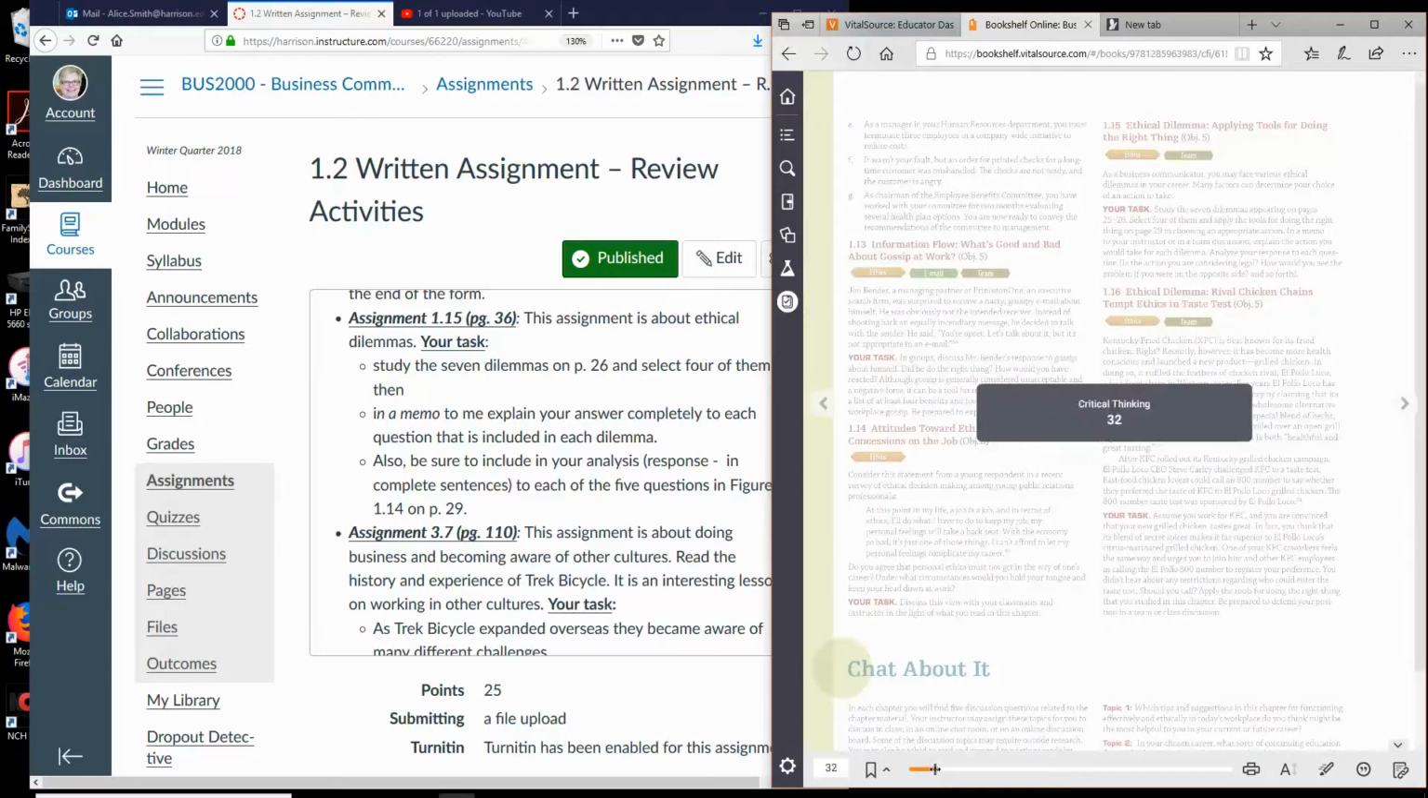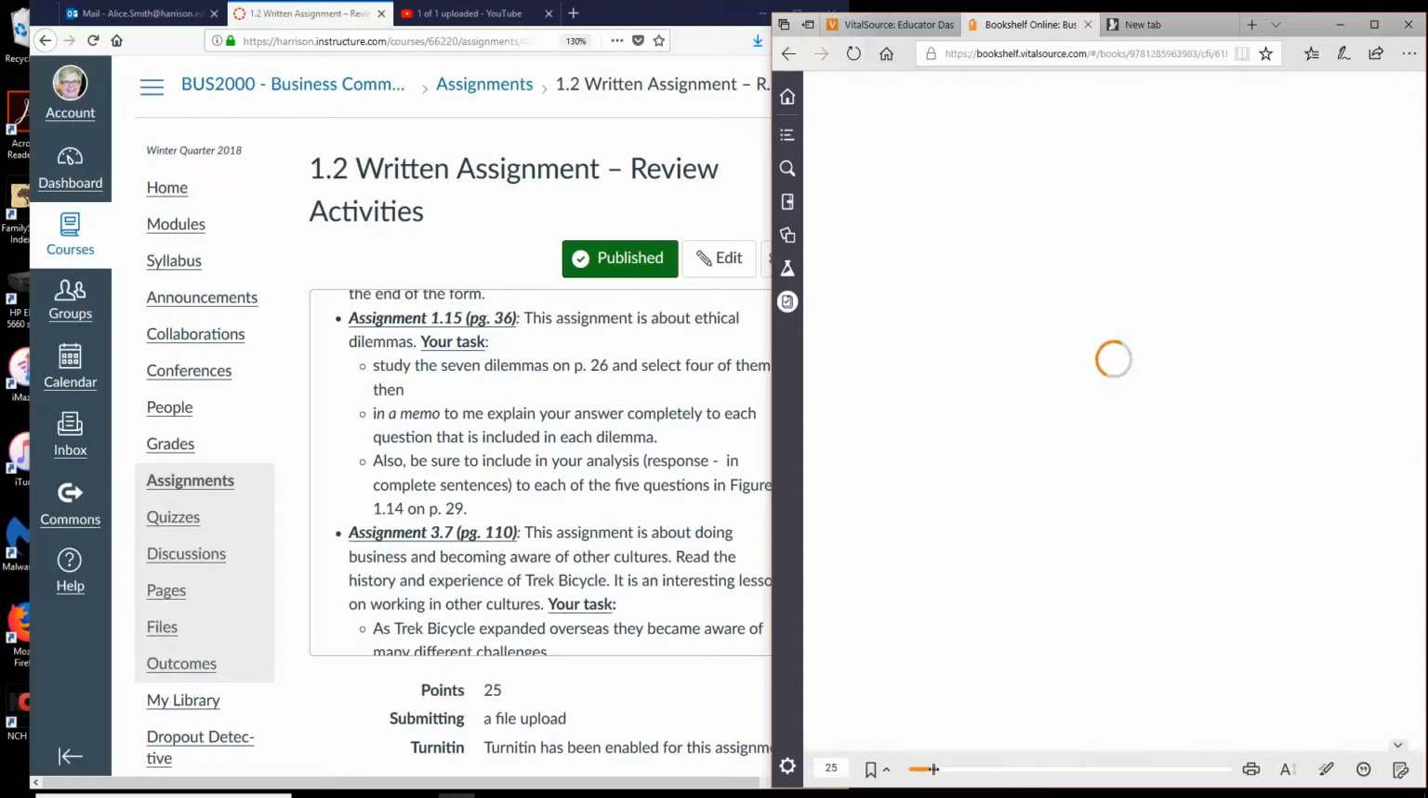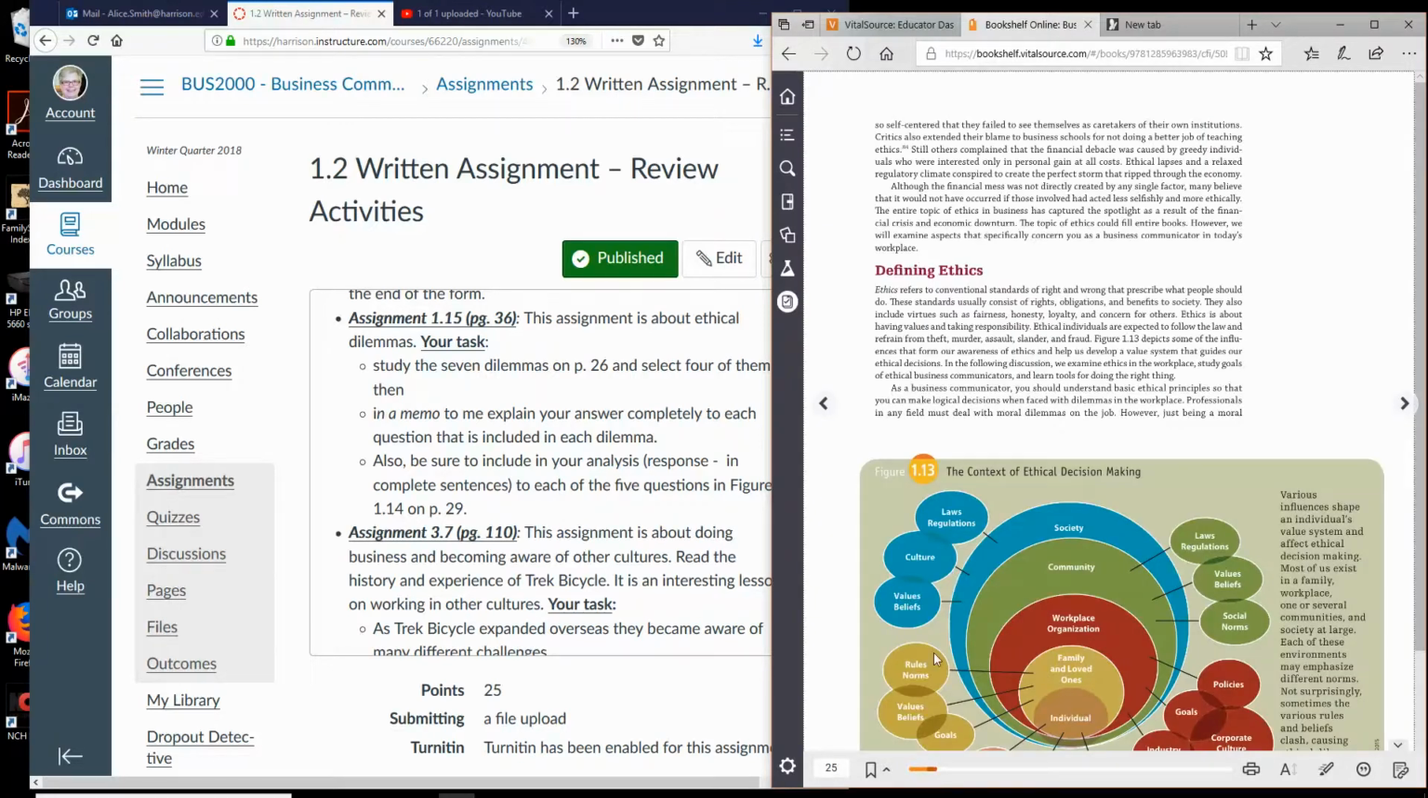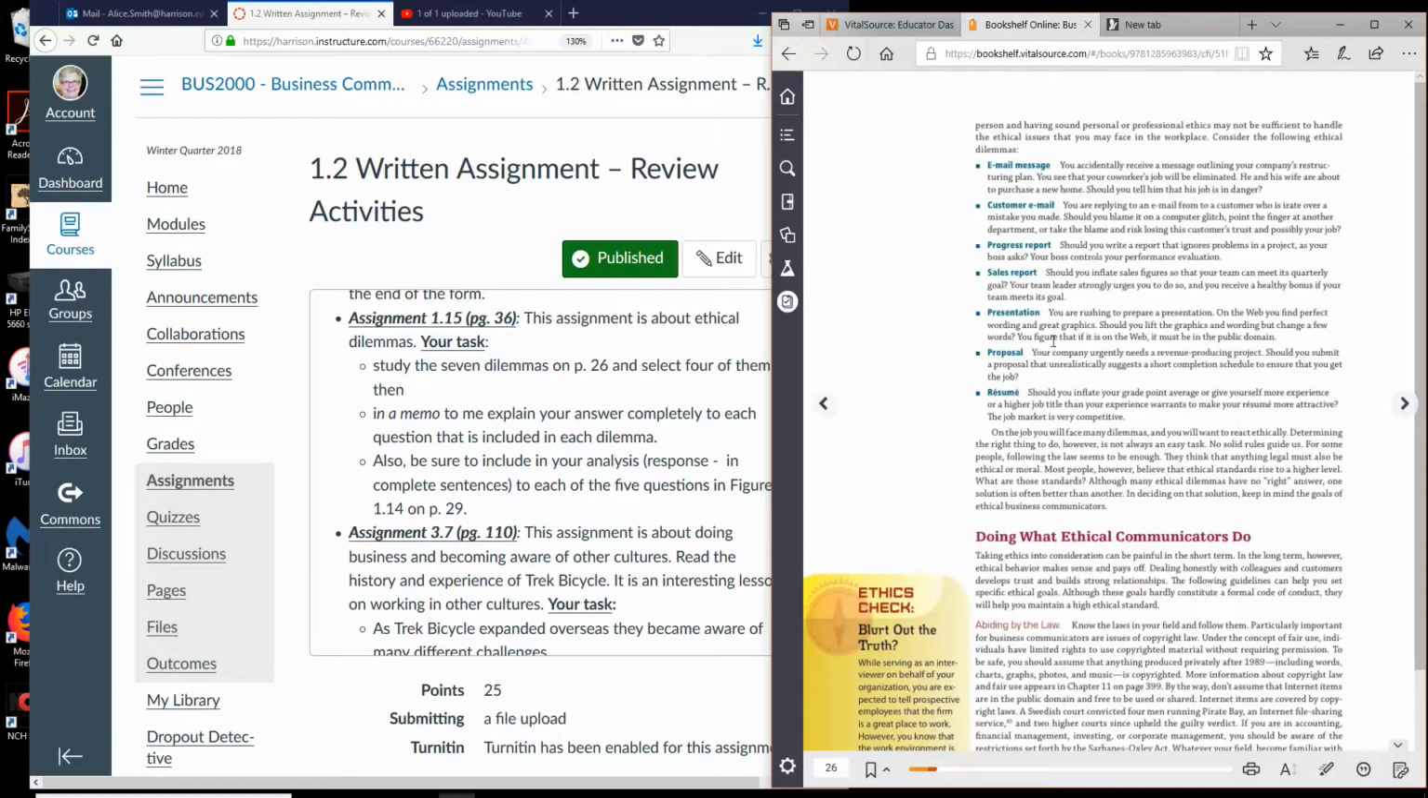So 25, we were already there. Sorry, 26. I can't read, obviously. Go on over. Okay, we said we were going to do these 4. Should you inflate your grade point average or give yourself more experience than your experience warrants to make your resume more attractive?